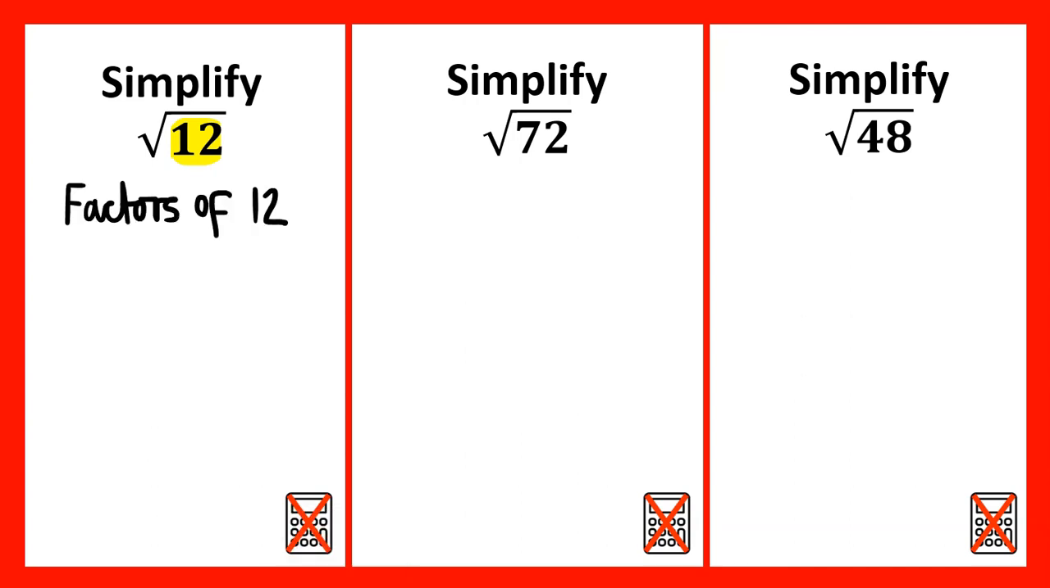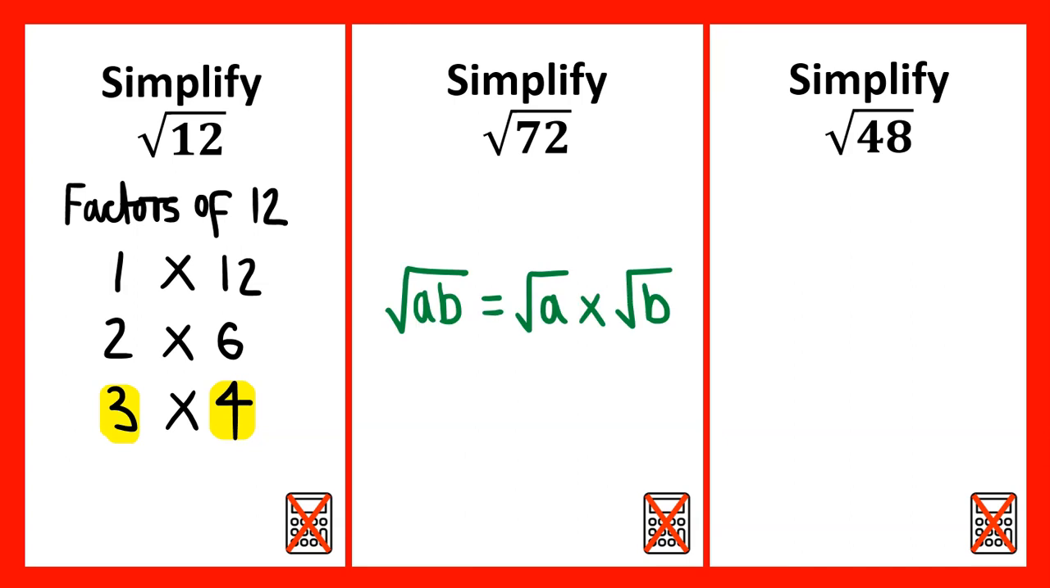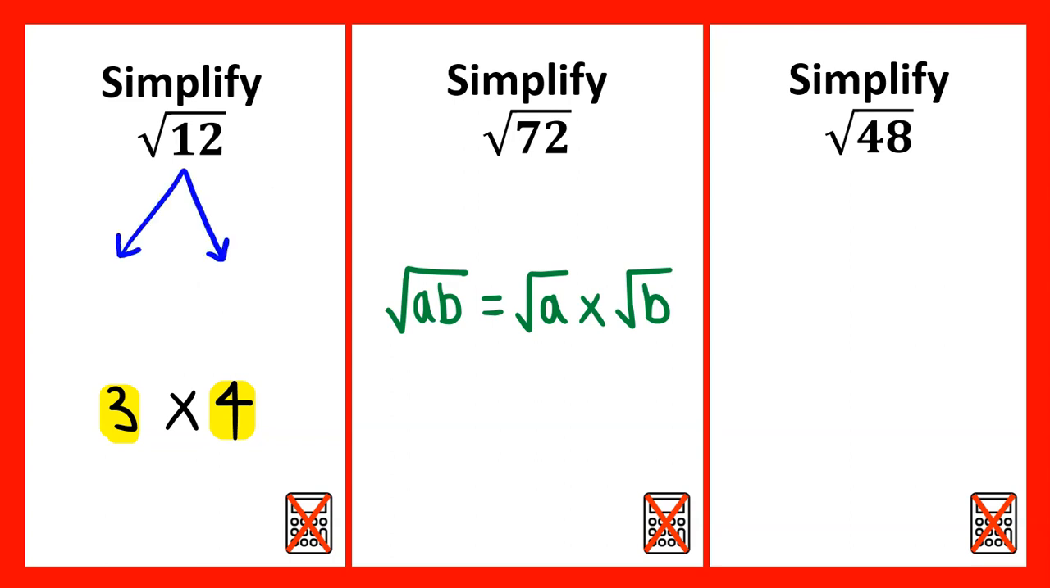It may be appropriate to list the factors of the number: 1 times 12, 2 times 6, 3 times 4. From our list of factors, we have 4 as a square number, and its cofactor is 3. Therefore, using the rule, the square root of AB is equal to the square root of A times the square root of B. We can split root 12 into root 4 multiplied by root 3.